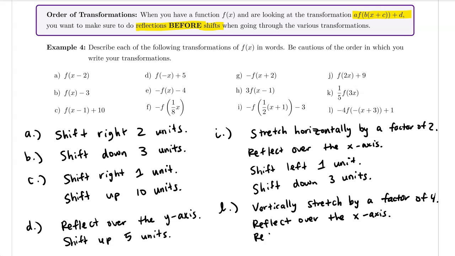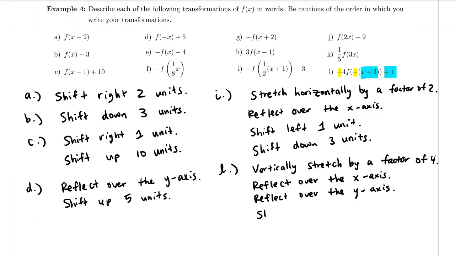Then we can reflect over the y-axis. Since we have 2 different negatives that are being multiplied, we have the negative on the outside and we also have the negative on the inside. And now we can deal with the shifts. So I have the x plus 3 and then I have the plus 1 on the outside. So we'll shift left 3 units, and then we'll shift up 1 unit.